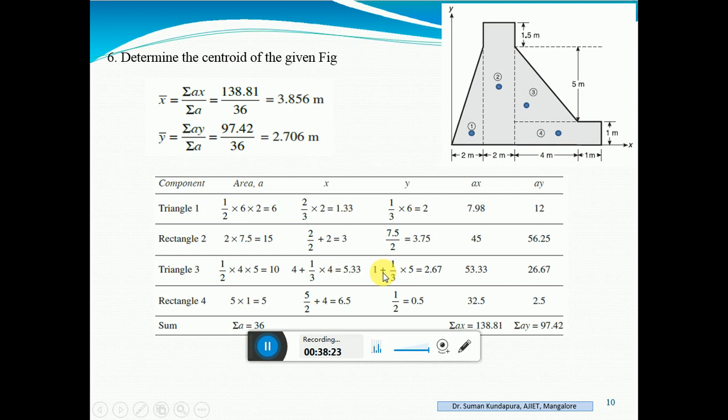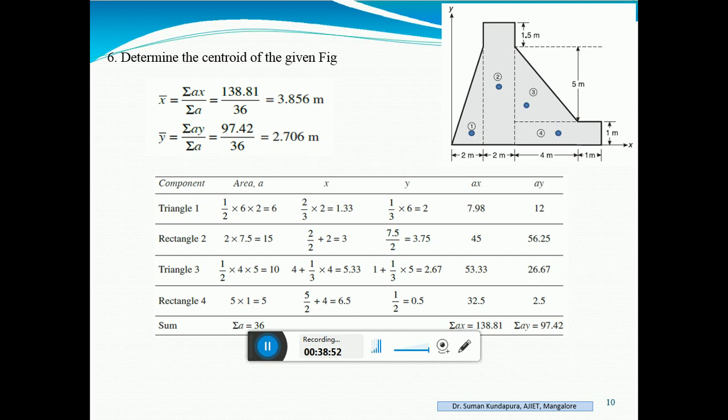Next one is the x distance, that is CG is lying over here. What is the x distance from y axis? It is 2 plus 2 plus 4 by 2. No, this is 5, right? 5 by 2, that is 2.5. 4 plus 2.5, which is 6.5 is the x distance of the rectangle 4.